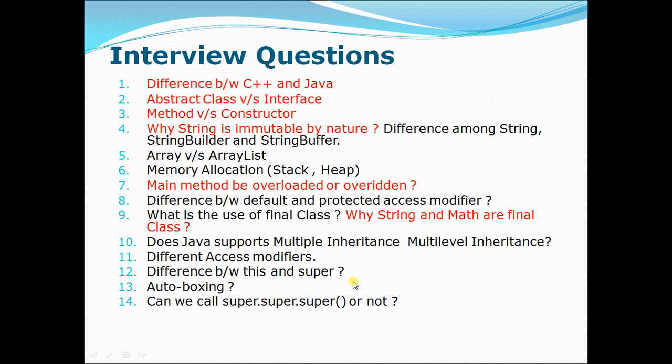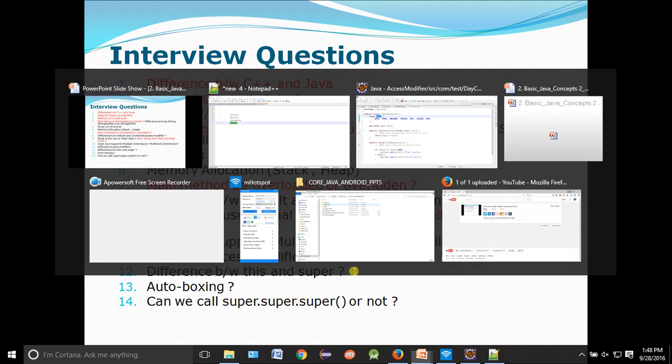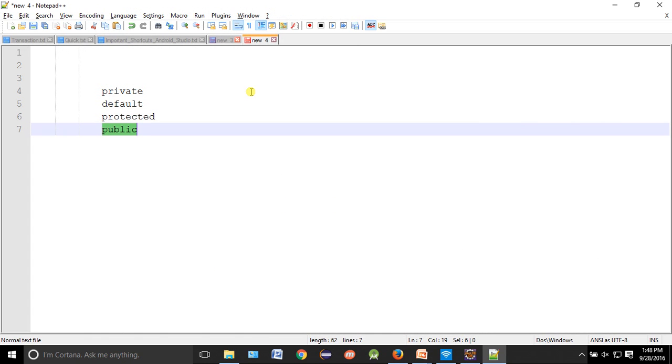Now, what is the difference between this and super? This is used for your current class invocation, and super is used for your super class. If I use this with brackets, what does that mean? I am calling a constructor. If I am using super with brackets, I am calling the super class constructor. But if I am using super dot, what does that mean? I am calling the variable or method. Okay, so this is the difference.